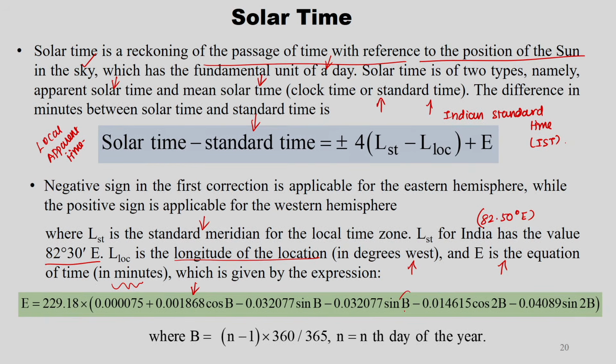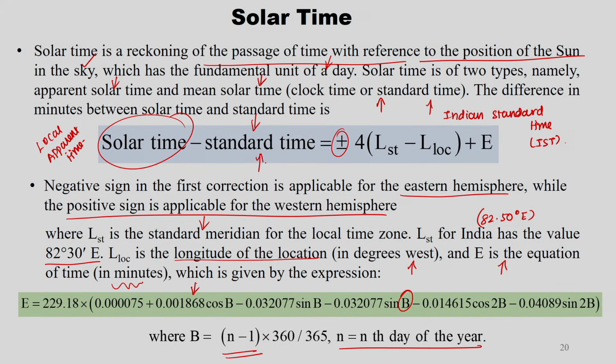In this expression there is a term called B. B is calculated as (n minus 1) into 360 upon 365, where n is the nth day of the year. Here there is a plus sign as well as a minus sign. The negative sign is for the eastern hemisphere and the positive sign is for the western hemisphere. In this way we can calculate the solar time.